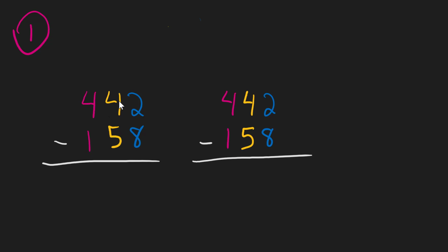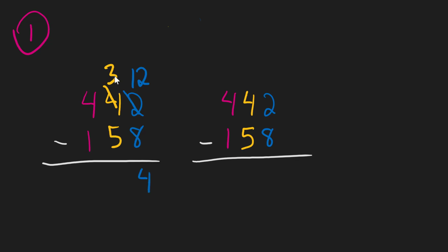So we begin by stacking these two numbers, one on top of the other, by aligning the digits by place value. So we align the digits in the ones place, in the tens place, in the hundreds place, and we begin by subtracting the digits furthest to the right, in this case the ones place. So we have 2 minus 8, and 2 is smaller than 8, so we need to borrow from the tens place to make this 2 into a 12. And so now we have 12 minus 8, which is 4.